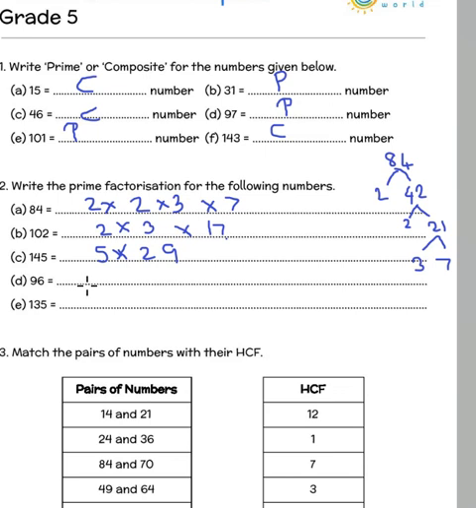96. When you see, it is ending in 6, which means it is 2 multiplied by 48. So keep 48 in mind here. Just circle it and keep it for your reference. 48 is nothing but again 2 multiplied by 24. 24 is nothing but 2 multiplied by 12. 12 is nothing but 2 multiplied by 6, and 6 is nothing but 2 multiplied by 3.